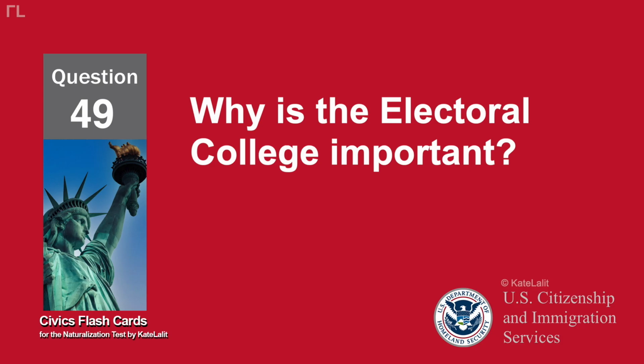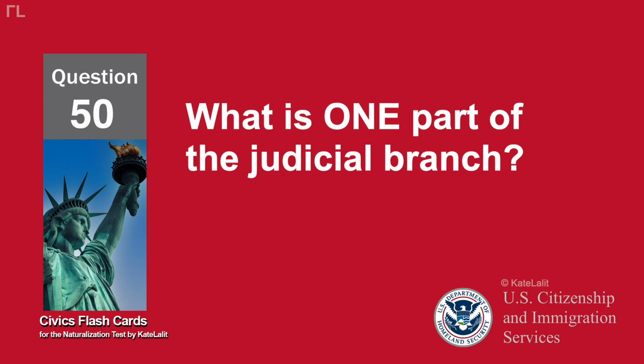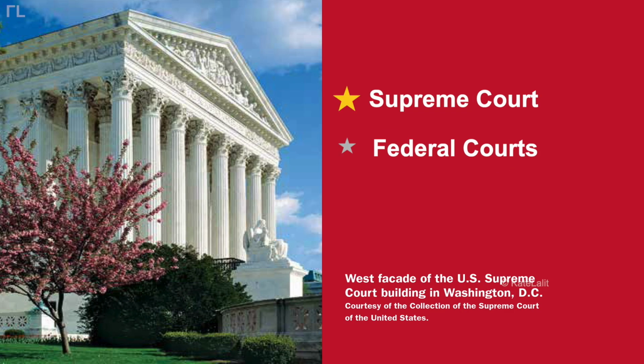Why is the Electoral College important? It decides who is elected president. It provides a compromise between the popular election of the president and congressional selection. What is one part of the judicial branch? Supreme Court, Federal Courts.